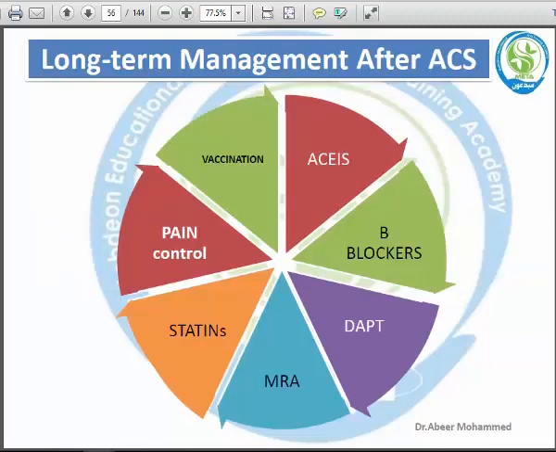First of all, the patient should receive ACE inhibitors, beta blockers, and DAPT, which is the dual antiplatelet therapy: aspirin plus a P2Y12 inhibitor. Also MRA like spironolactone, statins, high intensity statins, pain control, and vaccinations.